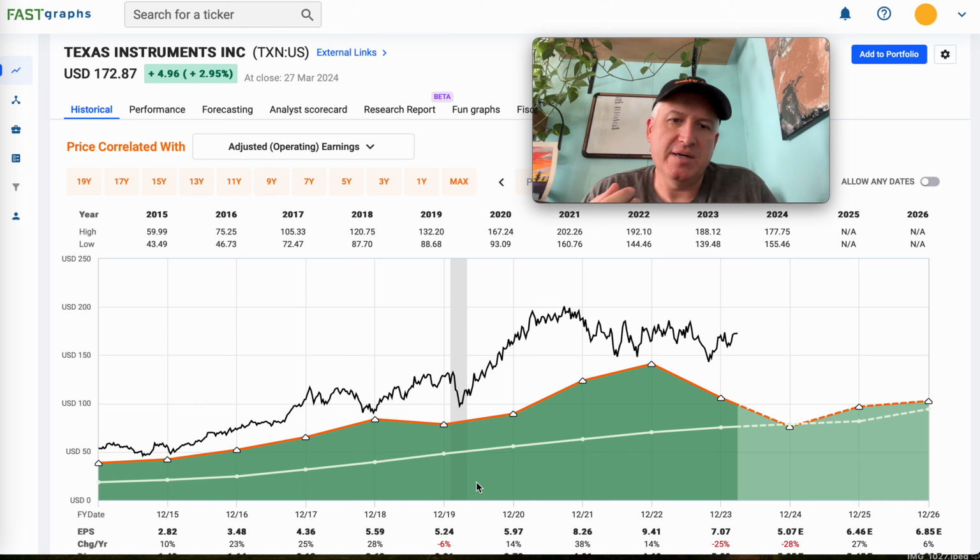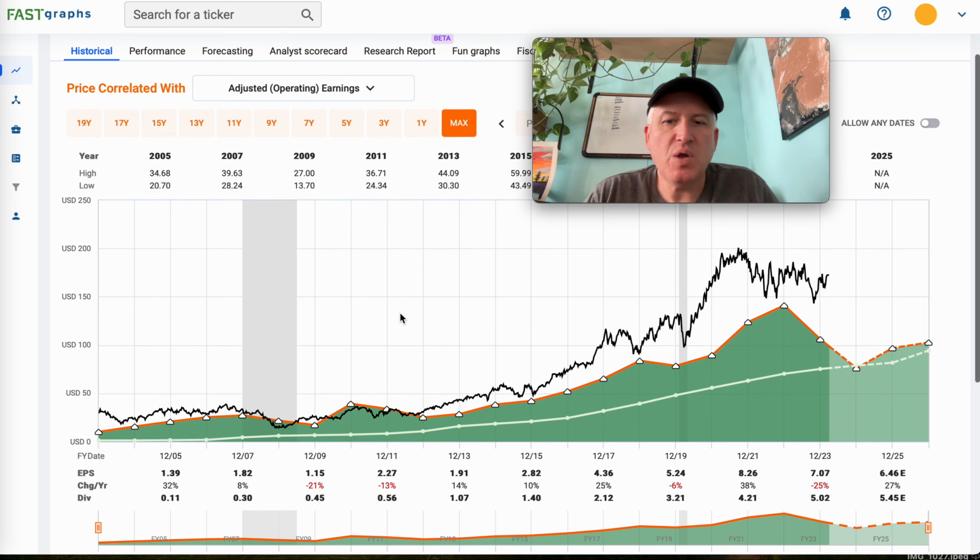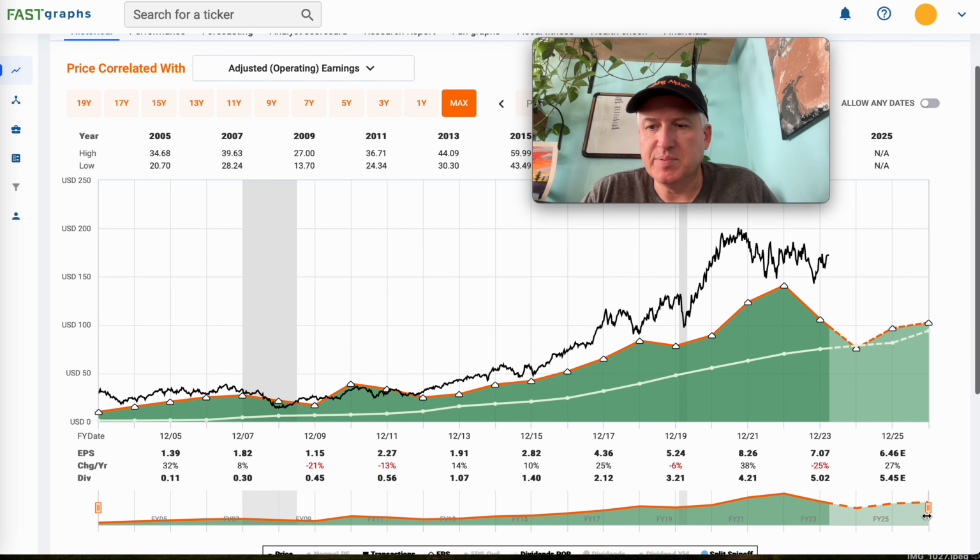I also use it a lot in my initial categorizing of what types of business something is. Usually I do that based on their historical earnings pattern. So this shows me what those are really quickly. And if we do that, before I zoom in, I'll zoom back out. We can see this dark green area is Texas Instruments adjusted earnings per share.